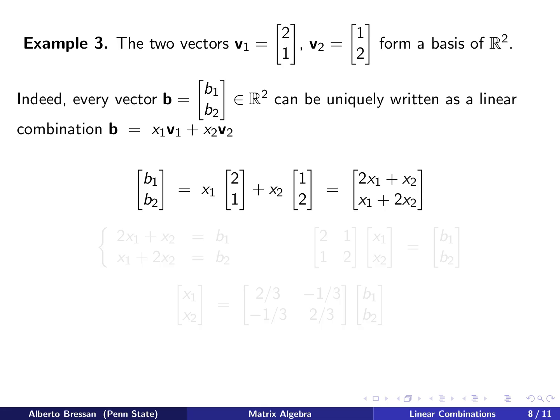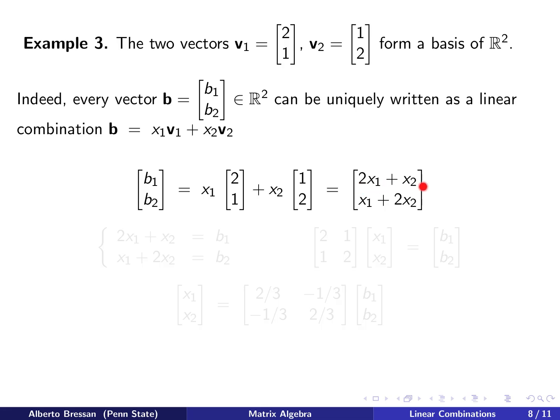So we need to show that every vector in R2 can be uniquely written as a linear combination of v1 and v2. And let's verify that. Okay, so let's say a linear combination, we call the coefficients x1 and x2. And then b1, b2 is a linear combination with these coefficients. And if you add these two terms up, you will get a vector.